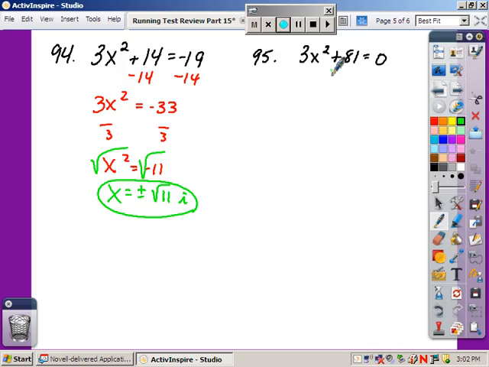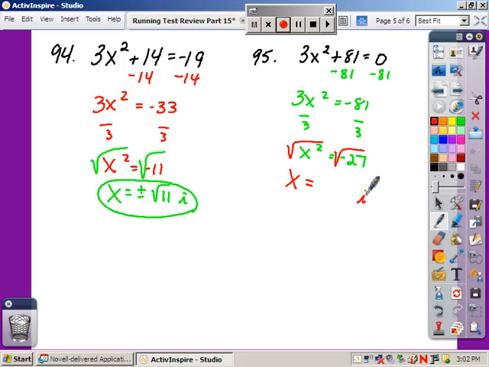Same process over here. Look, I've got to subtract 81. Divide by 3. Square root. Okay, now what do I have to do with this negative 27? I know there's a negative, so it's going to be an i. I know there'll be a plus and minus.